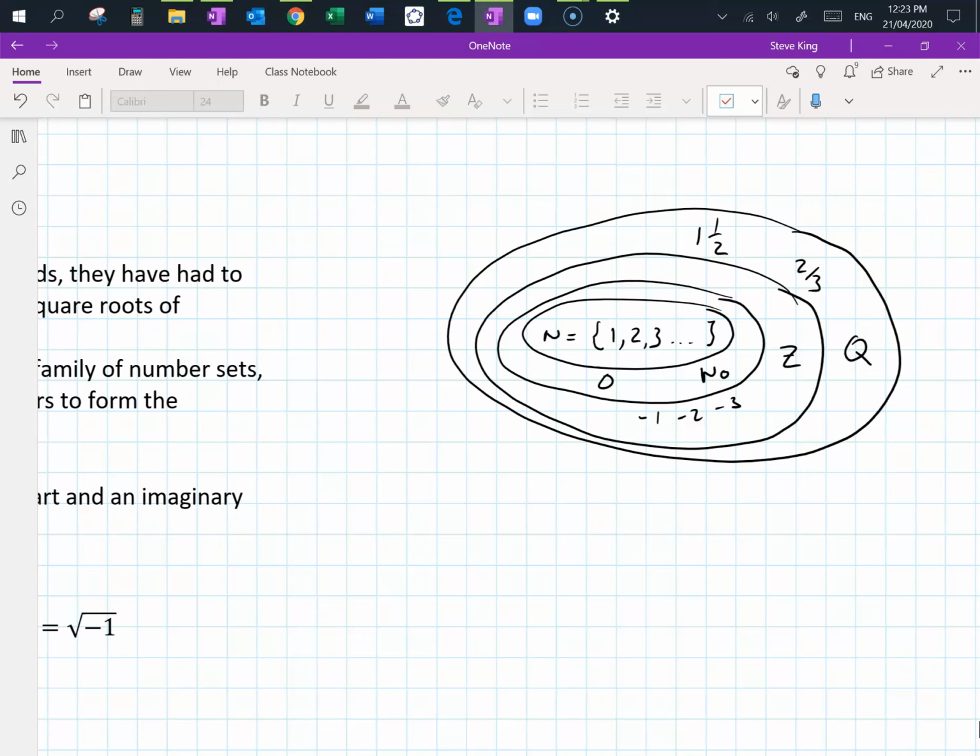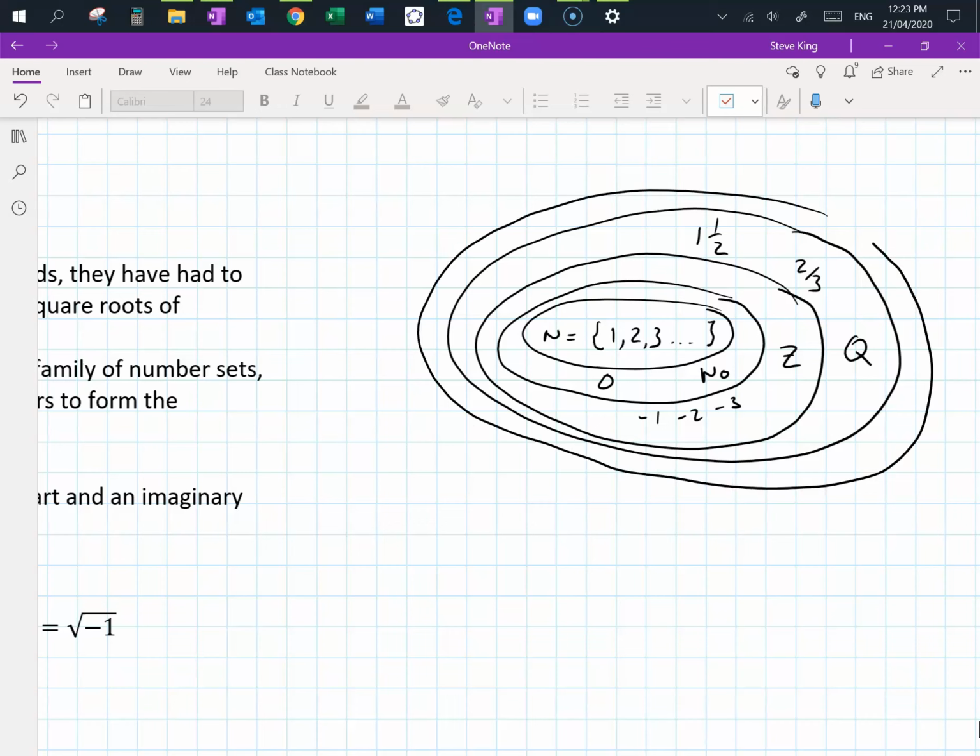And then after that, there were numbers they couldn't write as fractions, and so they became the ones that weren't fractions, and they were called the irrational numbers, Q dash. And they're numbers like the square root of 3, or pi is obviously a good one. E is another good one that we worked with. And this lot altogether became known as the set of real numbers.